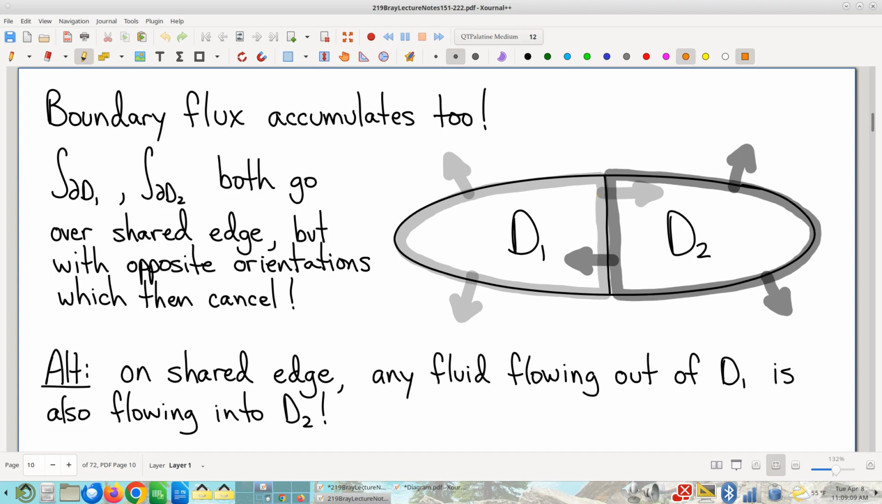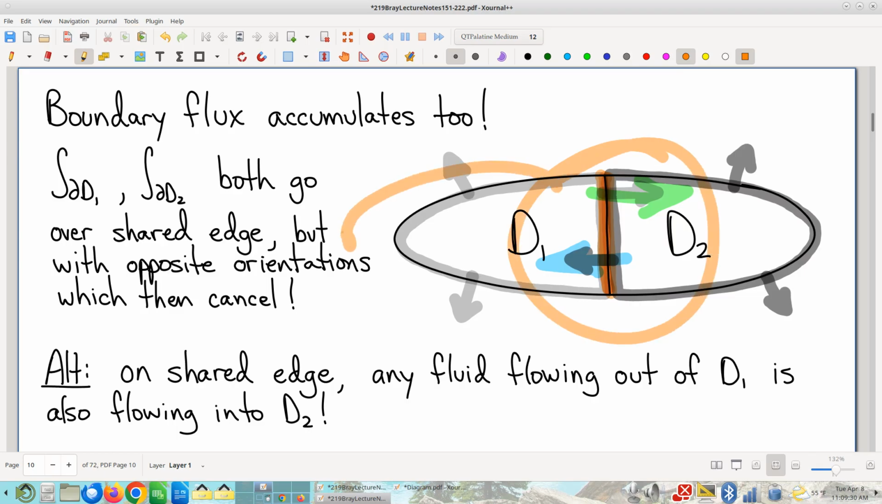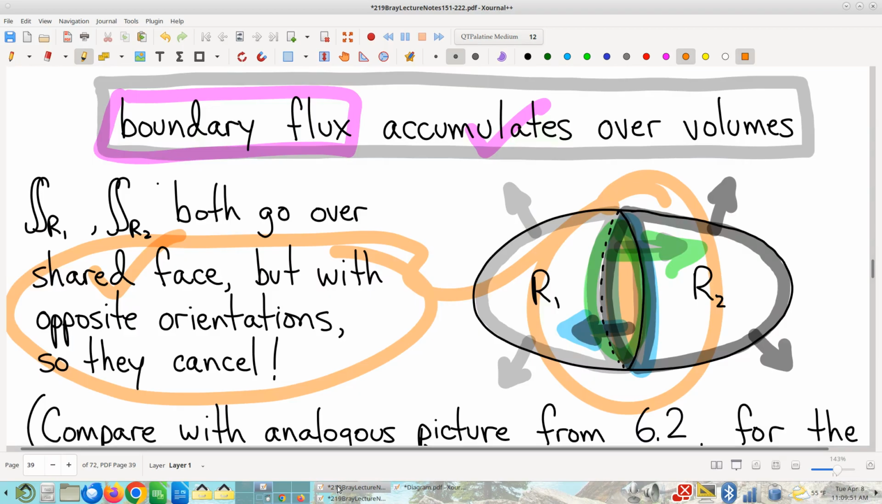Here we had not a shared face, but a shared edge, which as part of the boundary of D1 is oriented that way. As part of the boundary of D2, it is oriented that way. And on that shared edge, we're looking at fluxes, again, on the same edge, and again with opposite orientations, which are again negatives of each other and therefore cancel. It's really, really similar to what we're doing here. It's just three-dimensional now instead of two.